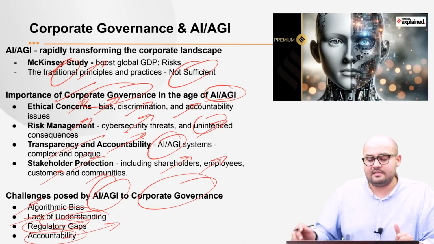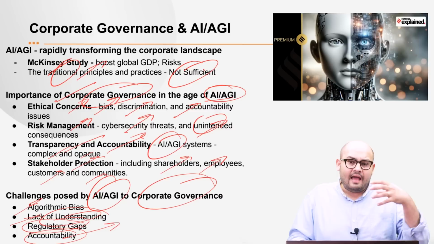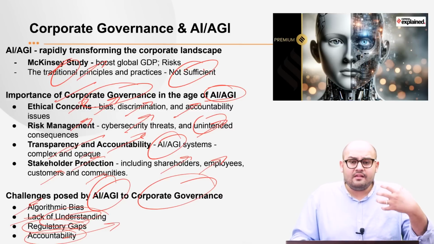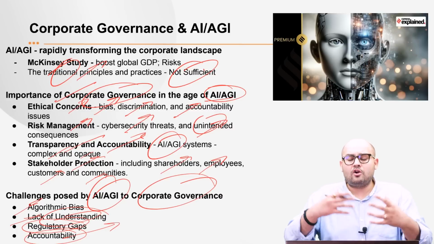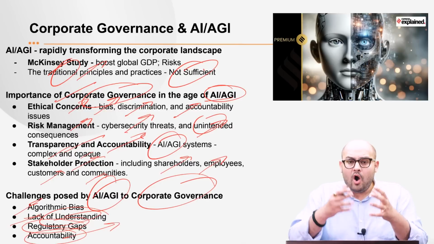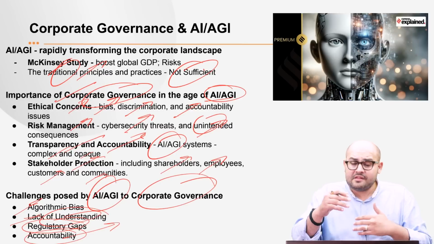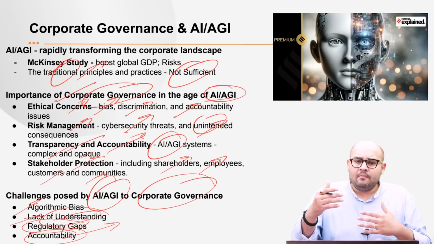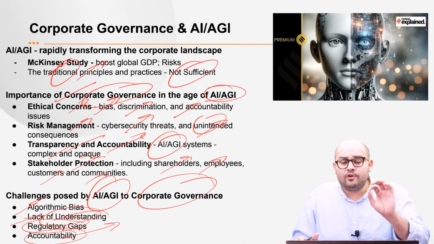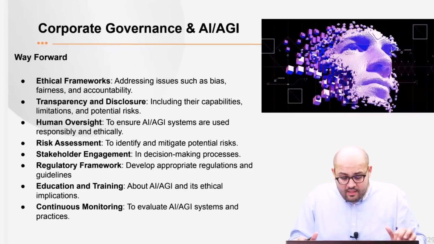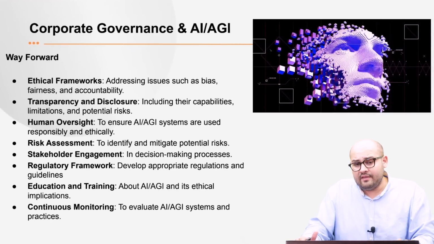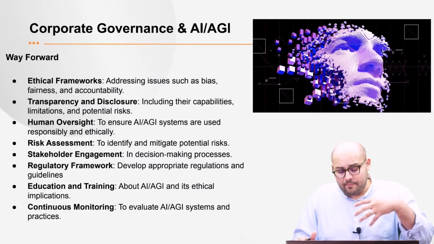Next is accountability. See, as I said, there is no human intervention. Machines are autonomous. They're working on their own. So how would you hold someone accountable if there is some sort of mishap, or some sort of corporate incident? How would you hold someone accountable, right? So therefore, there has to be a way forward, and we need to incorporate these suggestions.